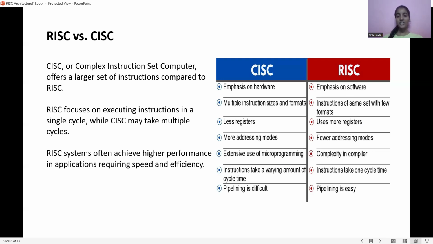In CISC, extensive use of microprogramming. In RISC, complexity is in the compiler. In CISC, instructions take a varying amount of cycle time. In RISC, instructions take one cycle time. In CISC, pipelining is difficult. In RISC, pipelining is easy. These are the differences between CISC and RISC.